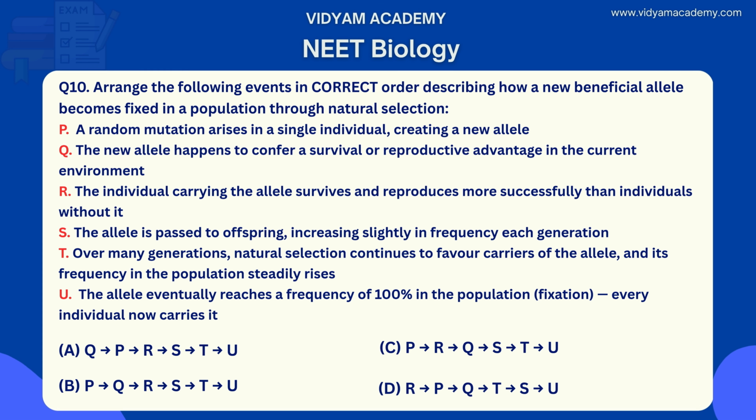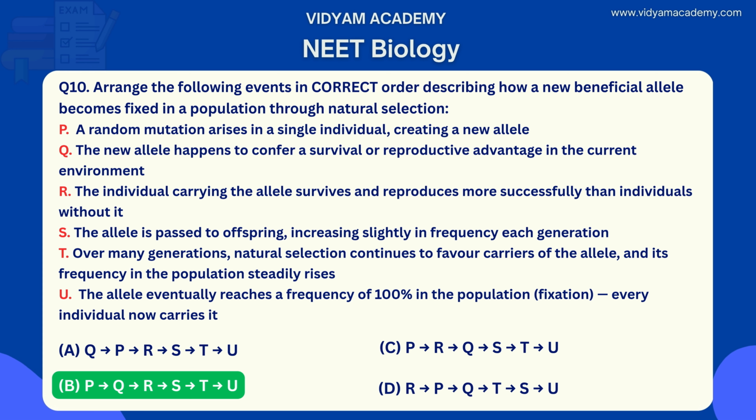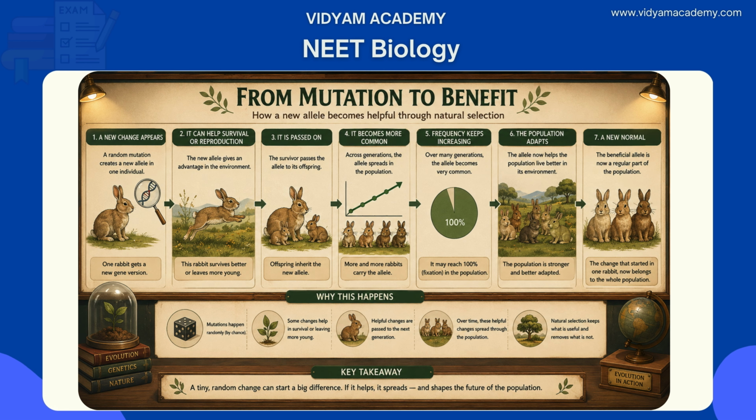Yes, the right answer is option B, PQRSTU. Let's see the explanation. The first one, mutation: a new allele arises by chance in a single individual through a random DNA copying error. Mutation itself has no foresight and is not directed by need. Whether this allele turns out to be beneficial, next, move to Q, depends entirely on whether it happens to improve fitness in the current environment. Most mutations are neutral or harmful, only occasionally beneficial.